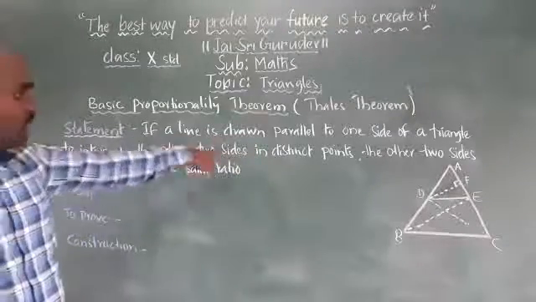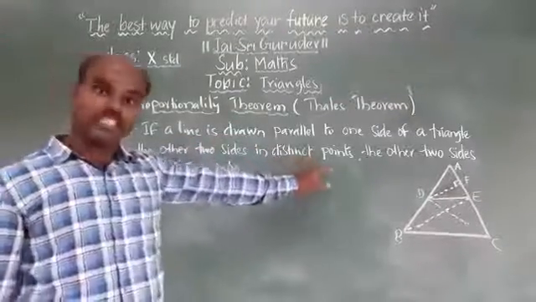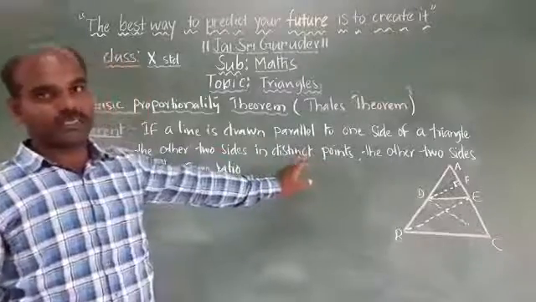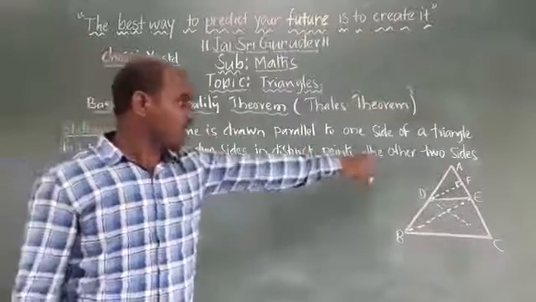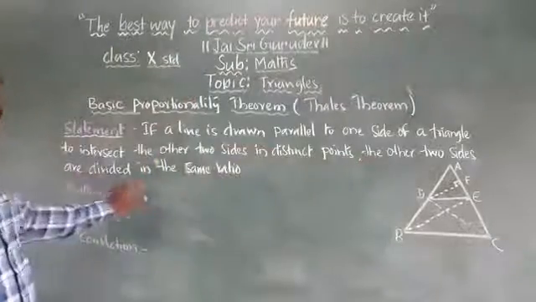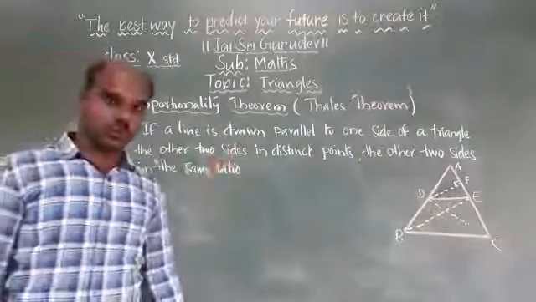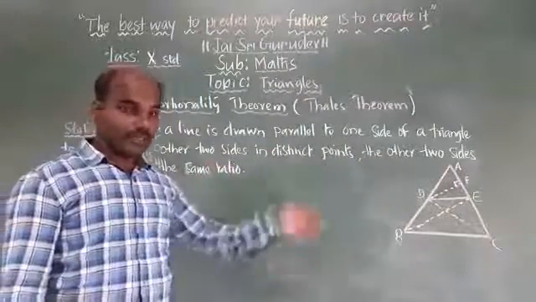As the two sides intersect at distinct points, different points will be intersected. As the other two sides are divided in the same ratio. Okay, that is right.